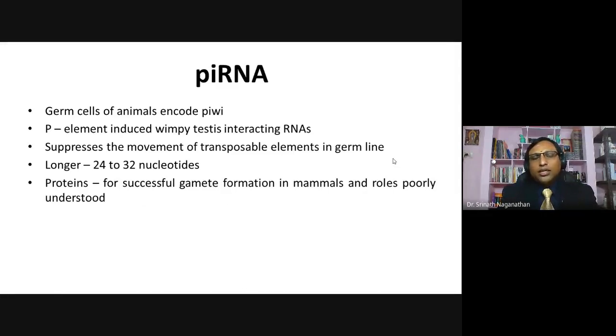And the longer ones, 24 to 32 nucleotides, are present in this, and the proteins there are for successful gamete formation in mammals, and the roles are poorly understood till now. So the research is still going on in this subject, and there is so much other research going on in different places, in different studies related to animal biotechnology, human science, as well as medical science.